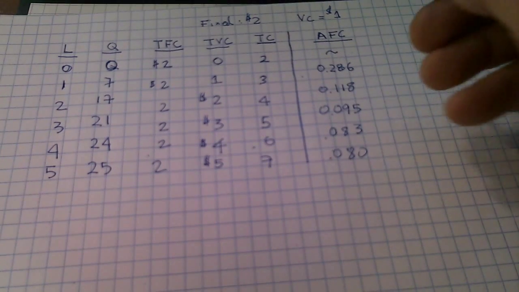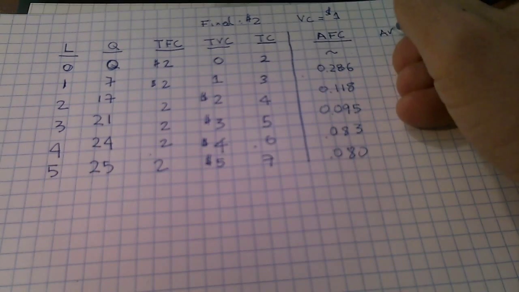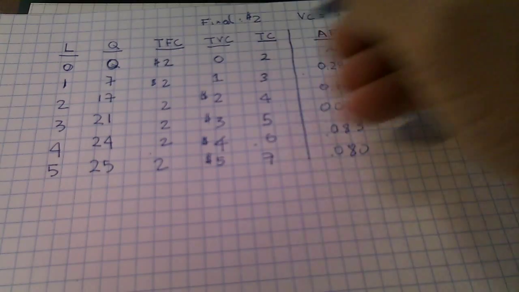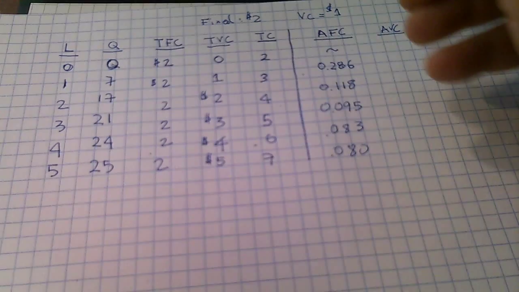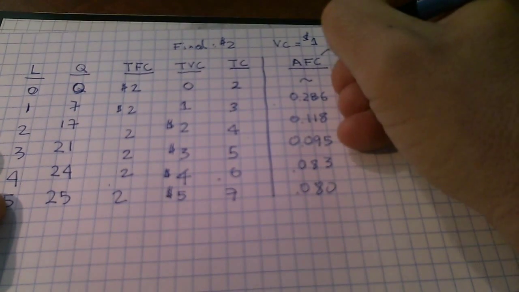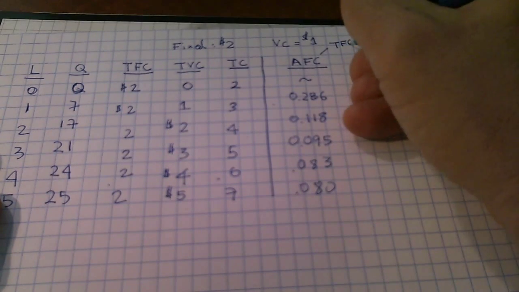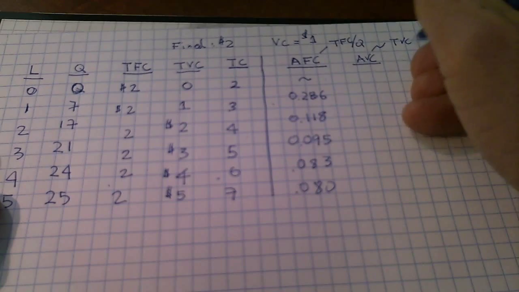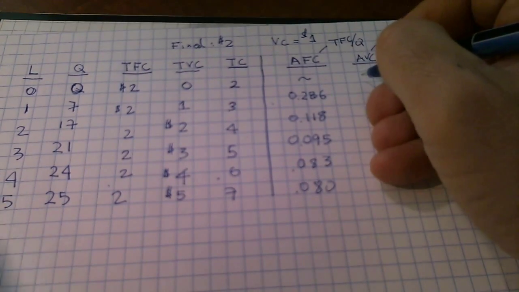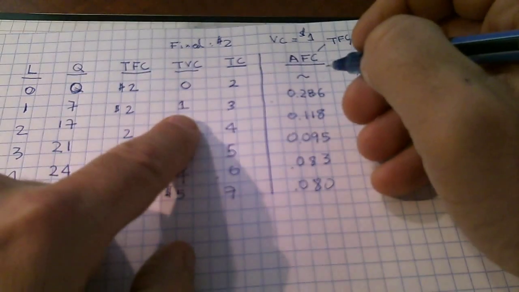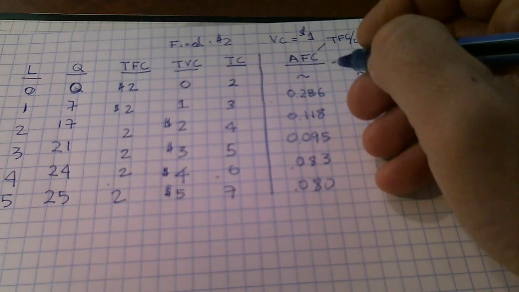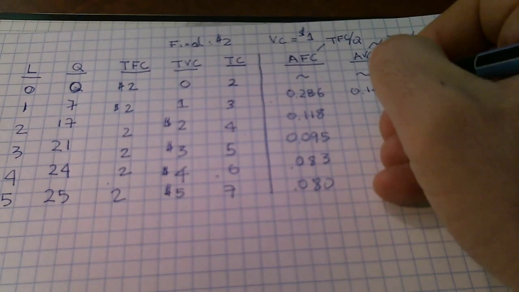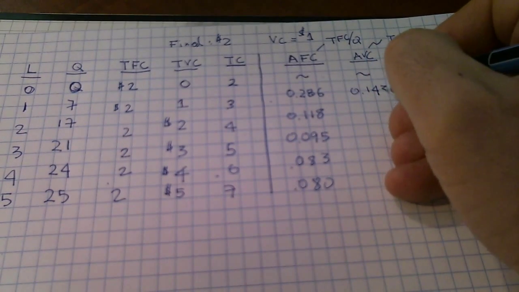And then average variable cost, so there's lots of numbers here. Average variable cost would be total variable cost divided by Q. Here, let me put the formulas up here. So average fixed cost is total fixed cost divided by production. Average variable cost is total variable cost divided by production. And here it would be 1 divided by 7, and that would give me 0.143 to be precise.